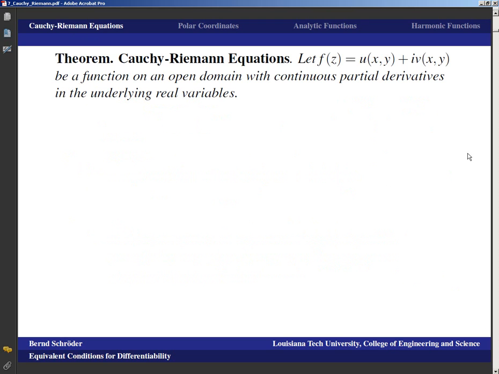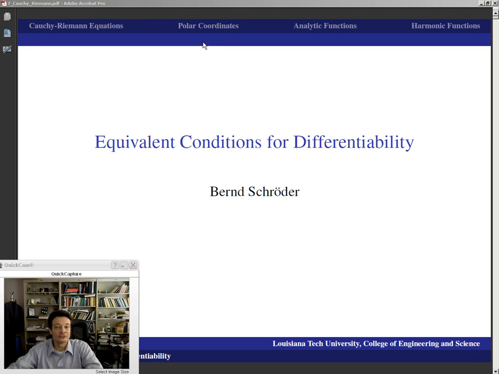Okay, so what's the theorem? What are the Cauchy Riemann equations? We let f of z be u plus iv of z, and then z is of course x plus iy. Polar coordinates will require a lot of coordinate transformations.